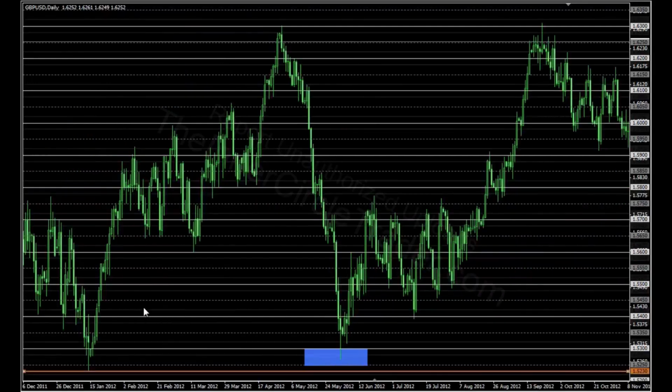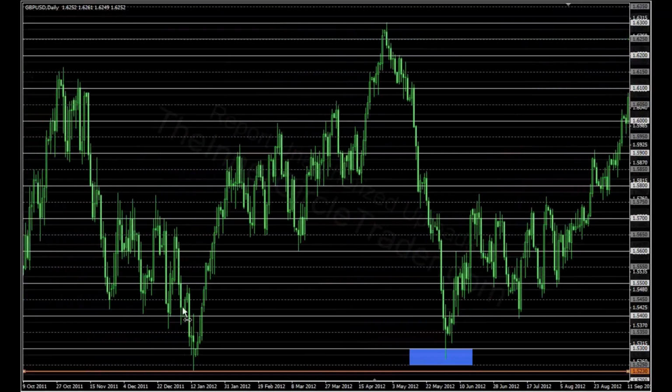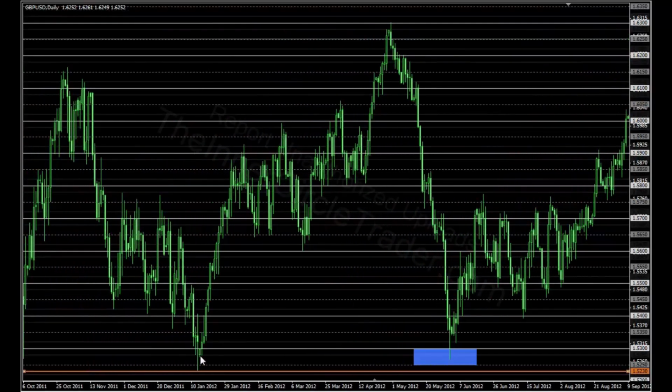And now we have the bodies of the candles here. See how we have all this consolidation in here? Because all we're doing now is mapping out from the higher time frame, monthly, to the weekly, to the daily, and we're calibrating high odds support and resistance levels.